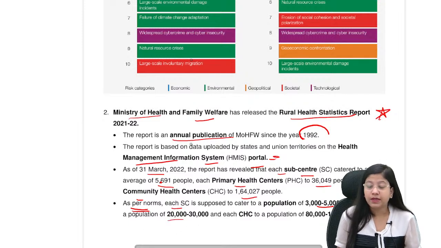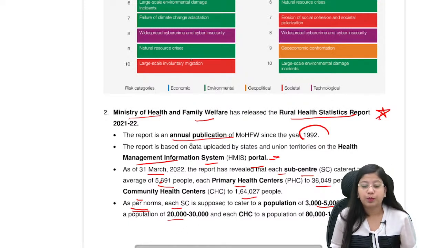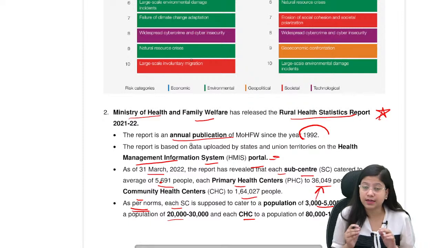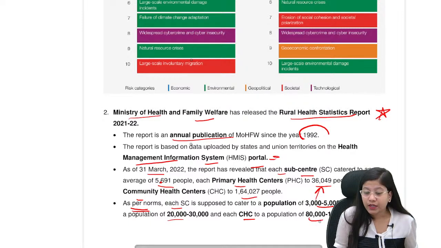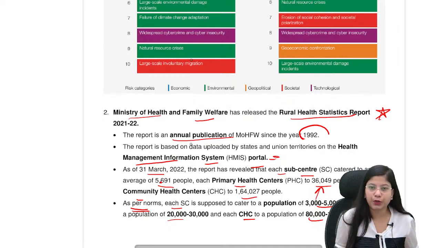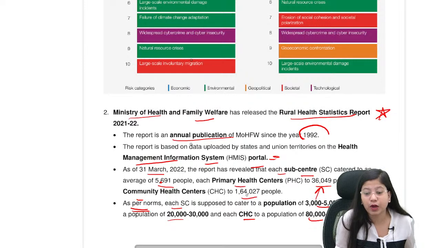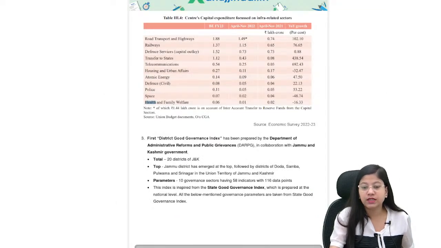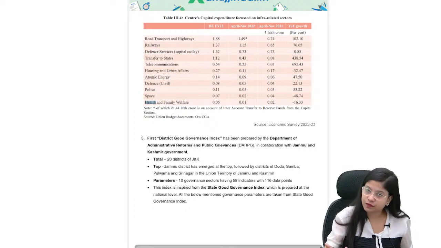Then a primary healthcare center should cater to a population of 20 to 30,000, whereas it is catering to 36,000. And community healthcare centers have the highest burden, where they should handle 80,000 to 1.2 lakh population, but they are handling 1.6 lakh people. So this clearly shows the need for having more healthcare infrastructure.